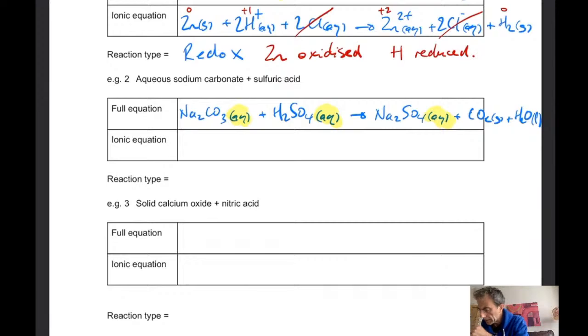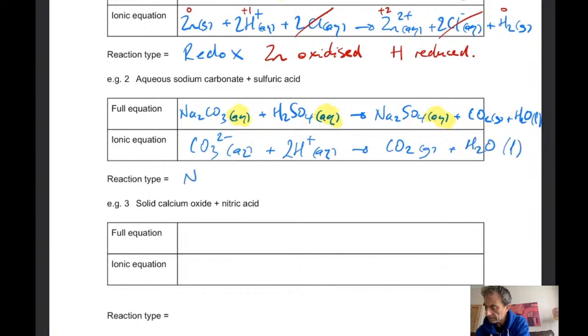So in terms of ions, we've got 2 aqueous sodium ions, 2 aqueous sodium ions, so they're going to cancel. We've got an aqueous sulfate ion and an aqueous sulfate ion, so they're going to cancel. So what we're left with would be a carbonate ion, CO3 2 minus AQ, 2 H plus ions, AQ, goes to carbon dioxide, gas, and water. So that's a neutralization reaction. It's not redox, it's neutralization.